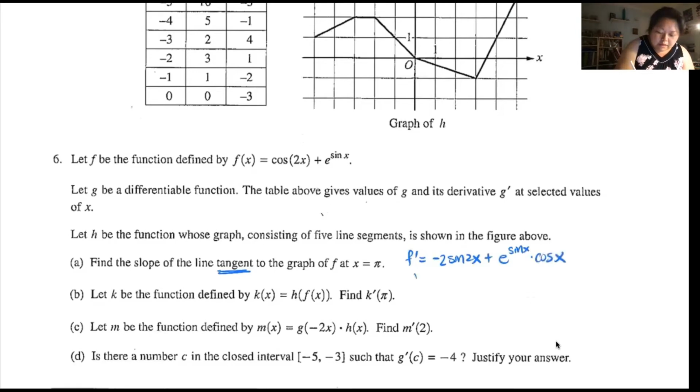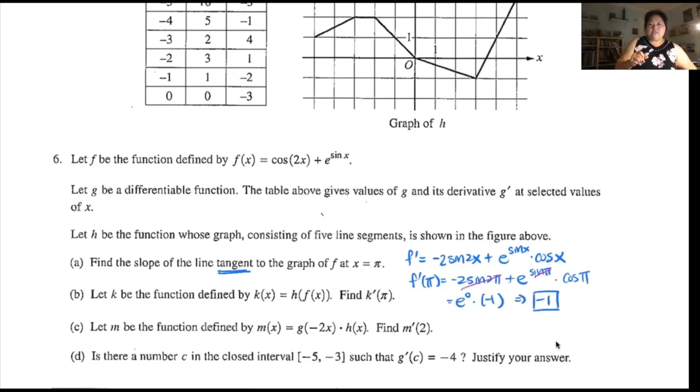Now plug in f prime of pi. So negative 2 sine of 2 pi plus e to the sine of pi times cosine of pi. First of all, sine of 2 pi is 0, so that's gone. Sine of pi is 0 also, but it's not gone because e to the 0 is 1, and cosine of pi is negative 1, so you get a final answer of negative 1. That is your slope at x equals pi.